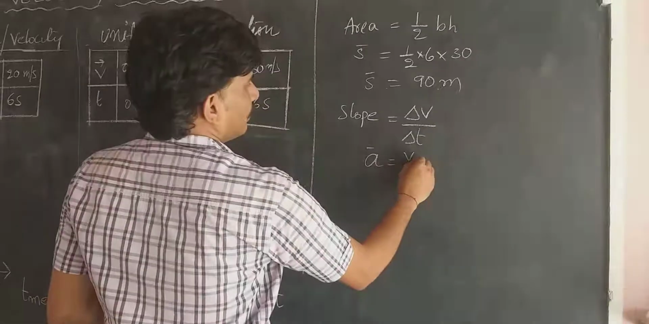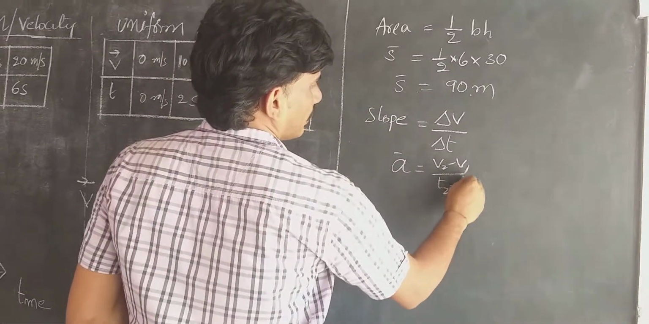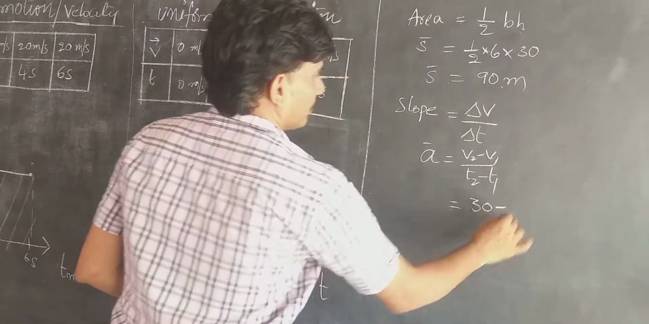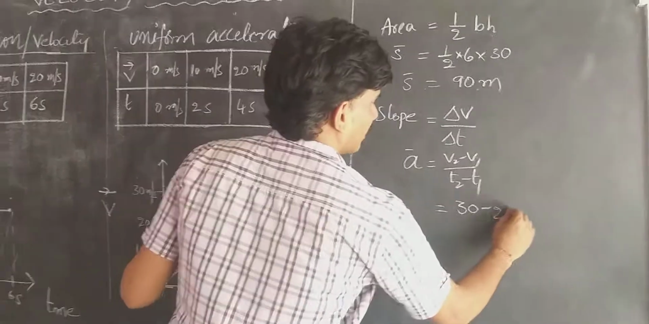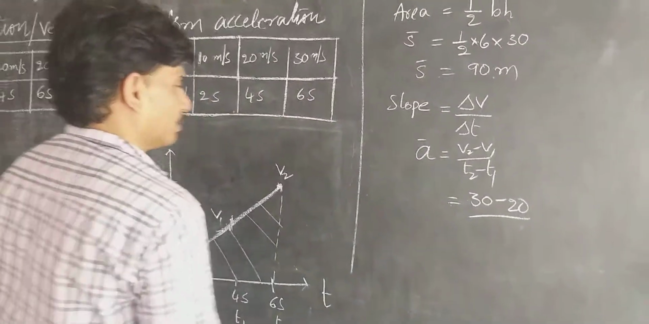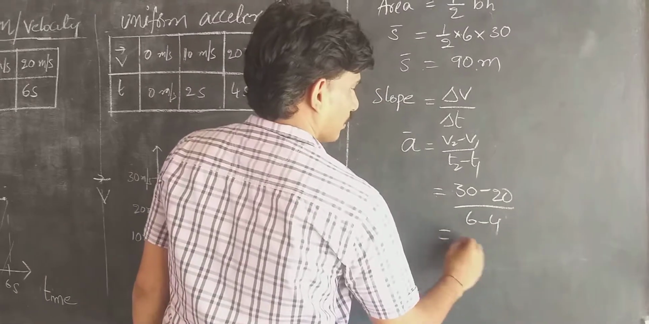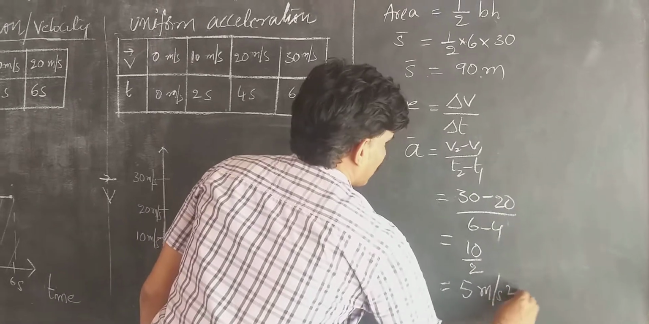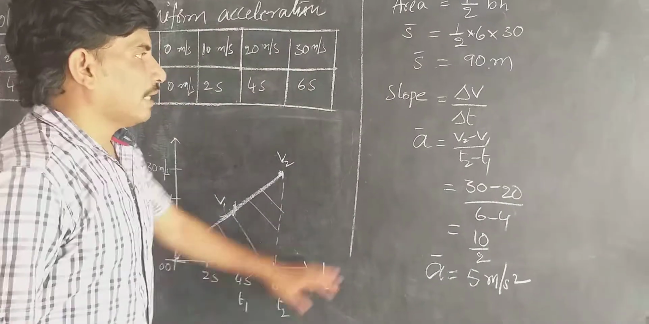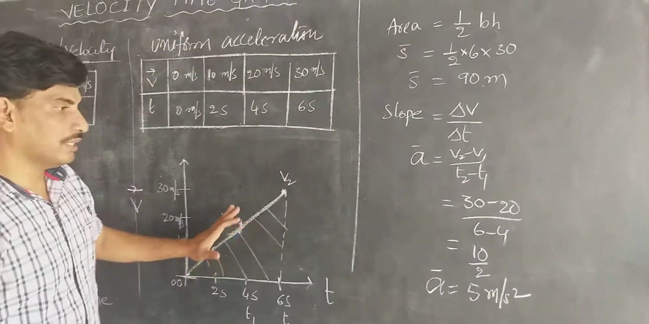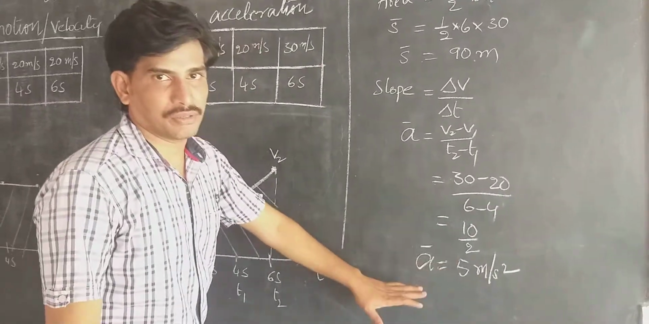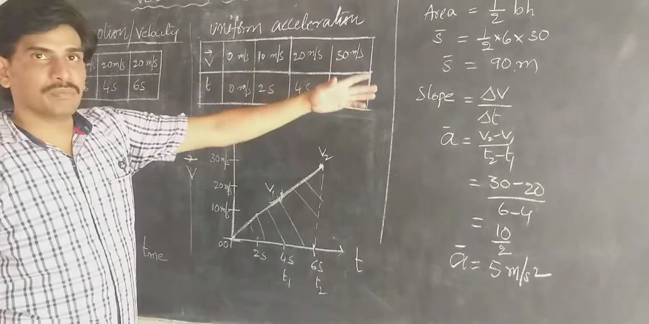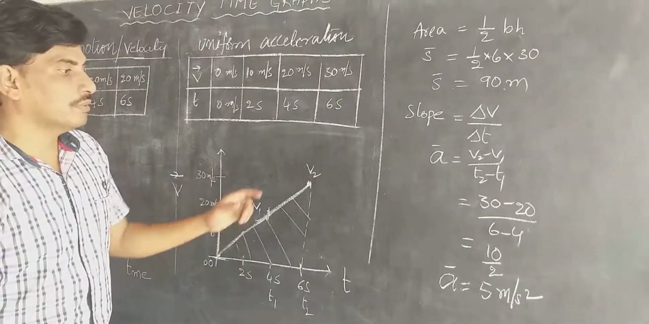Then you will get V2 minus V1 by T2 minus T1, which is equal to V2 is 30 meter per second minus V1 is 20 meter per second, by time gap 6 minus 4, which is equal to 10 by 2. That means 5 meter per second square. So you are getting acceleration if you find the slope of this graph, and that acceleration is 5 meter per second square. So here 2 points you need to remember. Area under the graph of velocity time you will get displacement, and the slope of velocity time graph you will get acceleration.